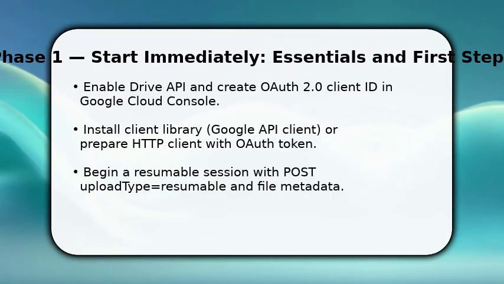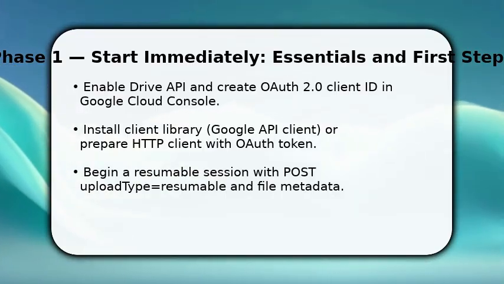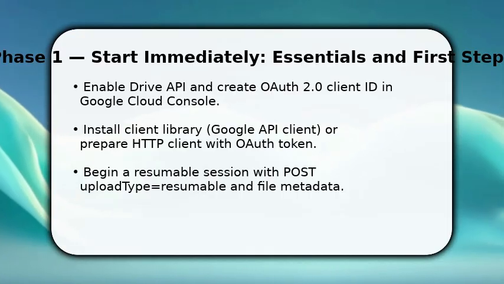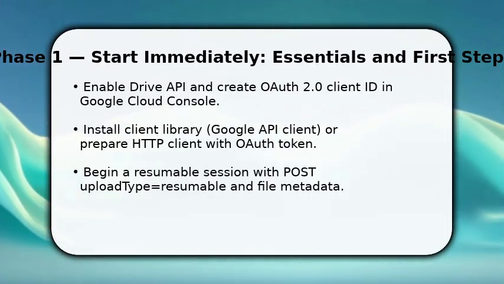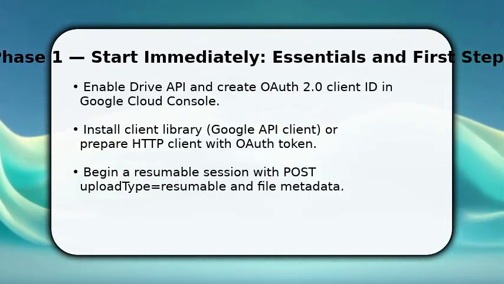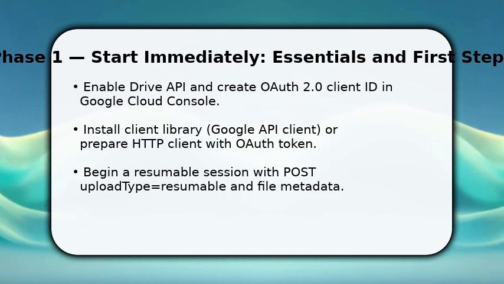Make an authenticated POST to the Drive upload endpoint with uploadType=resumable and minimal JSON metadata. The response returns a unique upload URL. Save that URL. This is your only path for robust uploads.